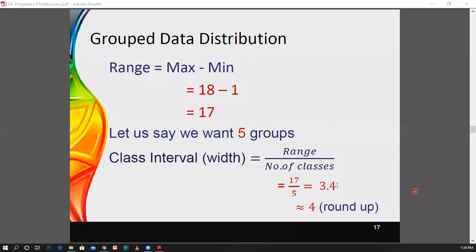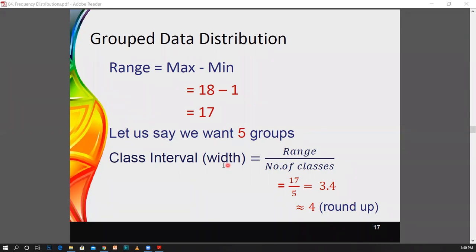Since we have obtained a decimal value, we always have to approximate this value in the round up manner. Therefore, even if you are getting 3.1, the rounded value would be 4. It is because since it is greater than 3, the next appropriate whole number would be 4. The class width must be at least 3.4 units. At least 3.4 units means this is the minimum value that we can have for the class width. Therefore, we have to define the class width as 4. Always we are rounding up this value.